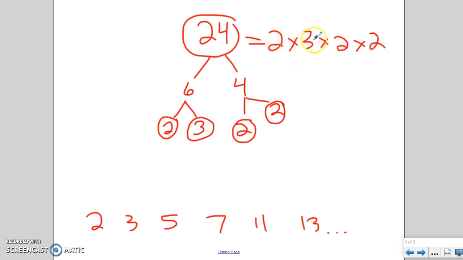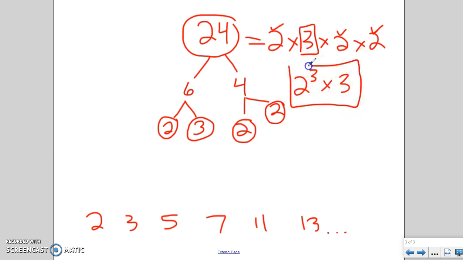I'm going to prove it to you. 2 times 3 is 6. 6 times 2 is 12. 12 times 2 is 24. Now, of course, I need to do that exponents part. If I look, I have 1, 2, 3 2's here. So that would be 2 to the third power. That takes care of those. And then I still have to multiply 2 to the third power times 3. So my final answer of prime factorization with exponents of 24 is 2 to the third power times 3.